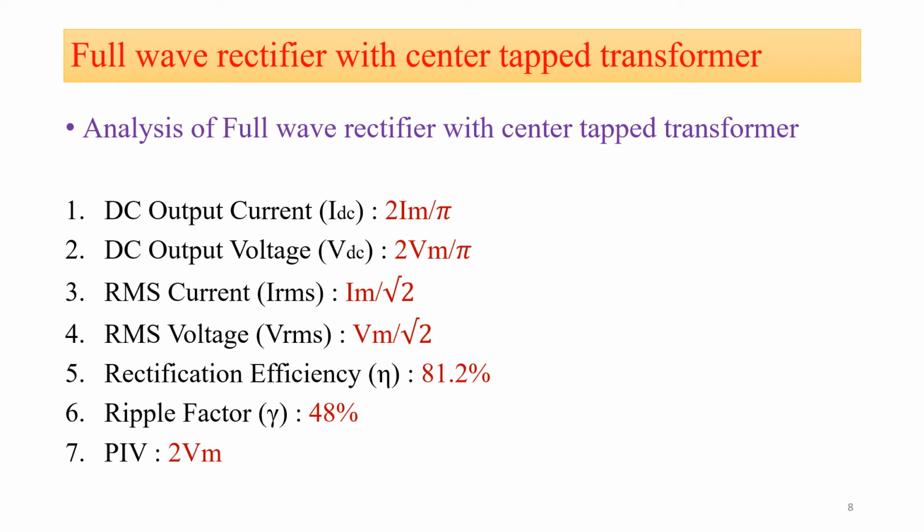Again, this is an advantageous thing of our full wave rectifier with center tap transformer over the half wave rectifier, because the ripple factor is minimized, which is equal to 48%, and for the half wave rectifier it is 121%. And the last parameter is PIV, that is peak inverse voltage, means the maximum voltage across the non-conducting diode, which is equal to twice of Vm, and which is very high as compared to the half wave rectifier. So this is the disadvantageous thing of our full wave rectifier with center tap transformer.